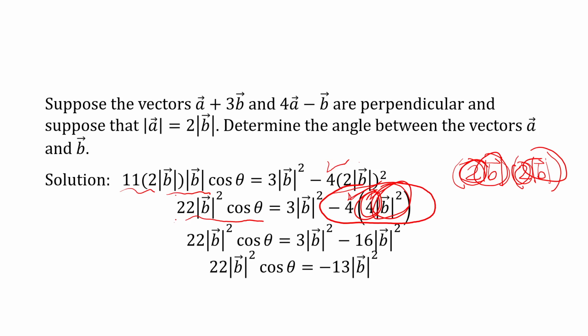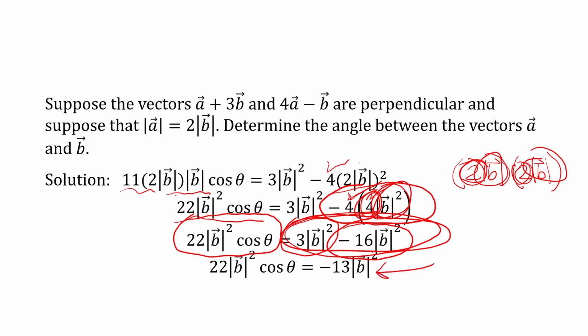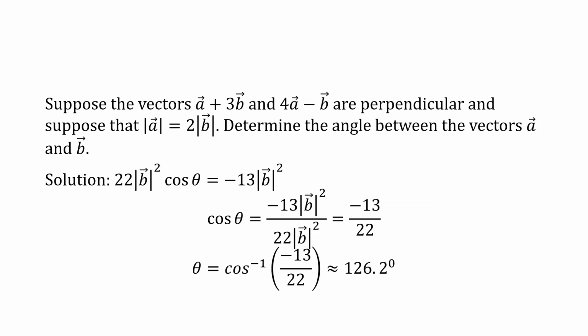So what we ultimately get is 22 magnitude of b quantity squared times cos theta equals 3 times magnitude of b quantity squared minus 16 times magnitude of b quantity squared. Collecting like terms on the right-hand side, we get negative 13 magnitude of b quantity squared. And on the left, we have 22 magnitude of b quantity squared times cos theta. So we can now isolate cos theta. Cos theta will be negative 13 times magnitude of b quantity squared over 22 times magnitude of b quantity squared.